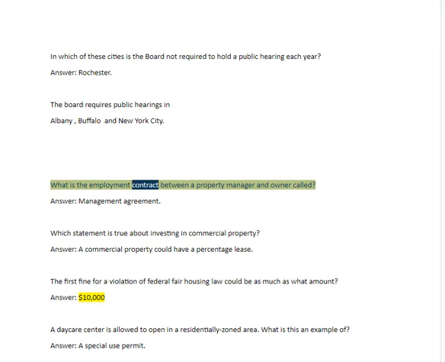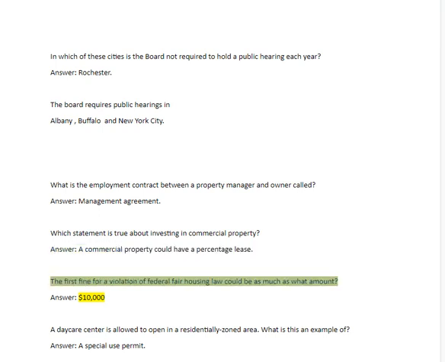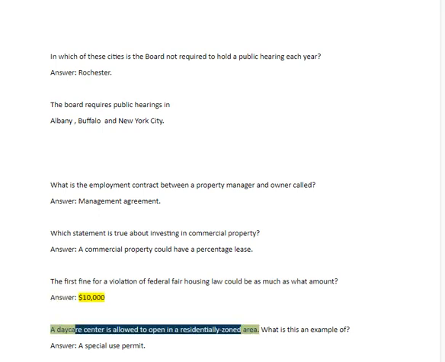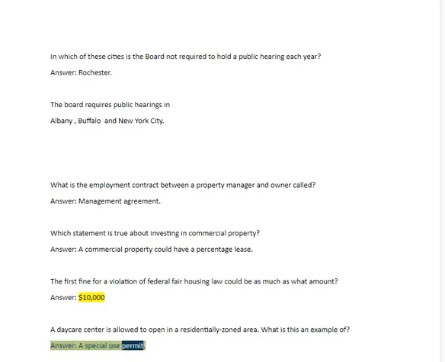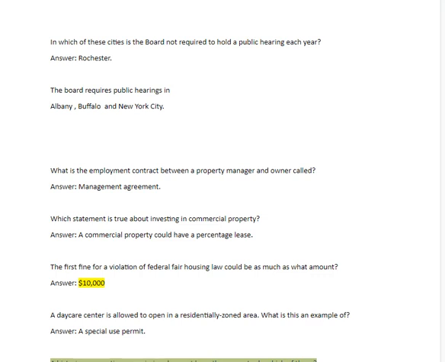What is the employment contract between a property manager and owner called? Answer: management agreement. Which statement is true about investing in commercial property? Answer: A commercial property could have a percentage lease. The first fine for a violation of federal fair housing law could be as much as what amount? Answer: $10,000. A daycare center is allowed to open in a residentially zoned area. What is this an example of? Answer: a special use permit. A historic preservation commission does not have the power to do which of these? Answer: require a property owner to restore a historic building.